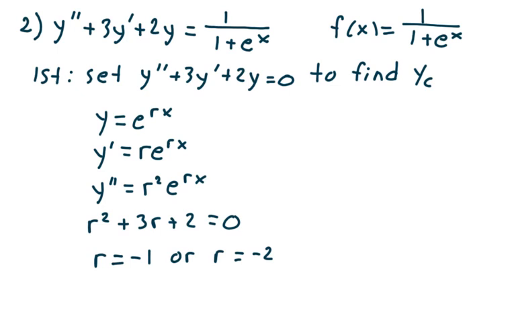So y equals e to the rx, y prime is r e to the rx, and y double prime is r squared e to the rx. My characteristic equation is r squared plus 3r plus 2 equals 0. Now, if it helps, we're factoring the left side. And so when you factor the left side, you get r plus 1 times r plus 2, and we're going to set that equal to 0.